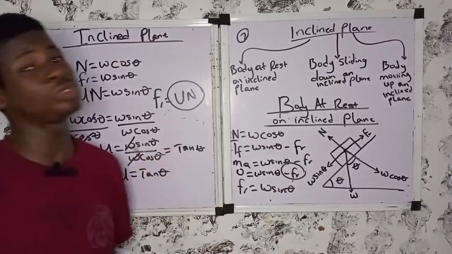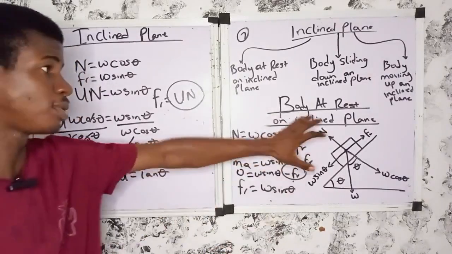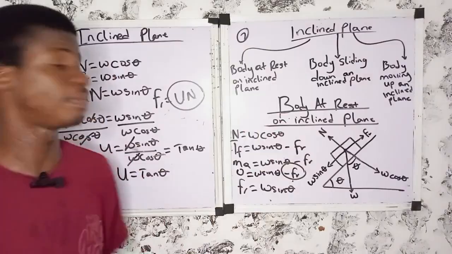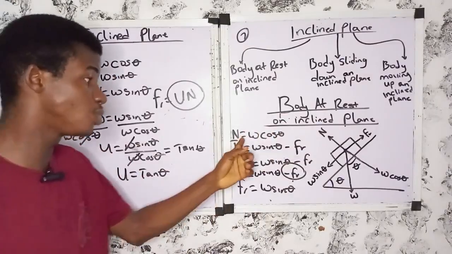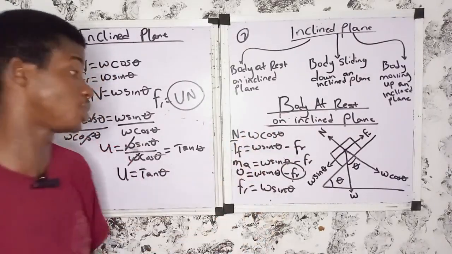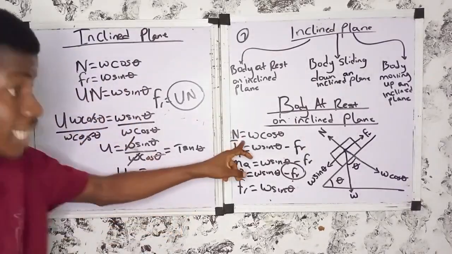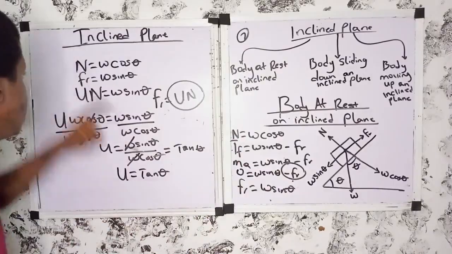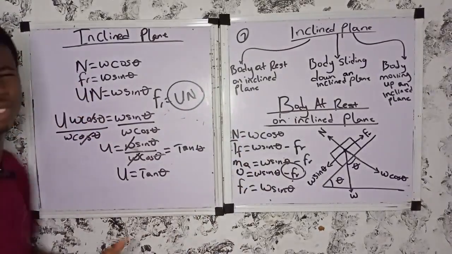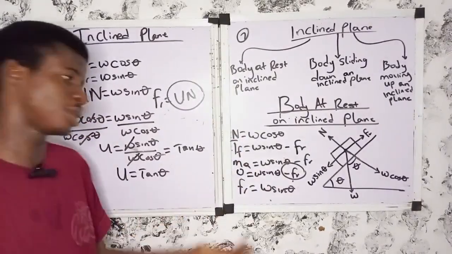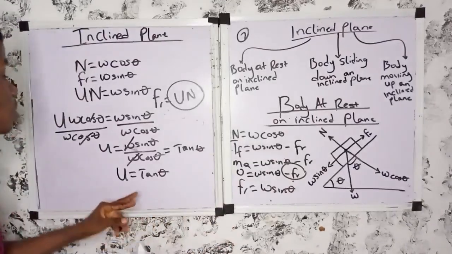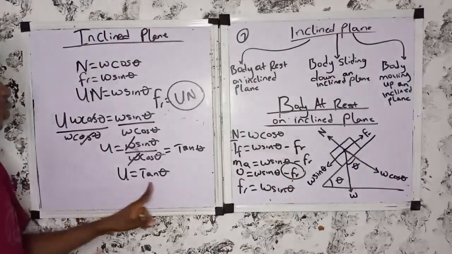The important thing you need to take note of under this part, body at rest on an inclined plane, is that N is equal to W cos theta. Then know that the frictional force is equal to W sin theta. From there, do your normal derivation. We arrive at the coefficient of friction being equal to tan theta.